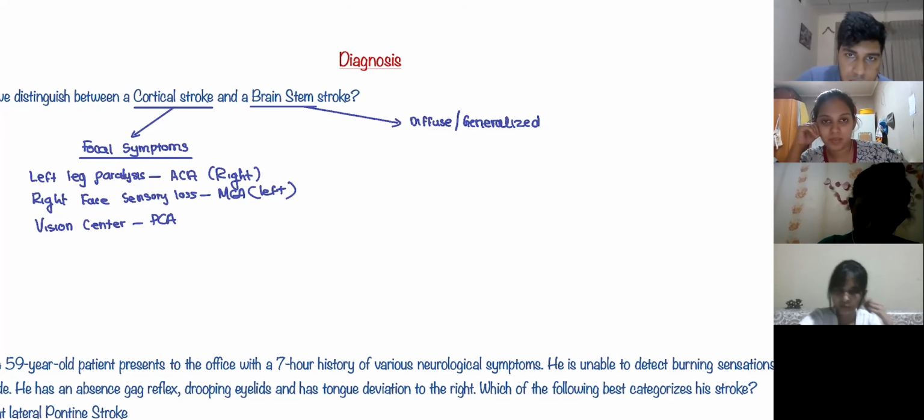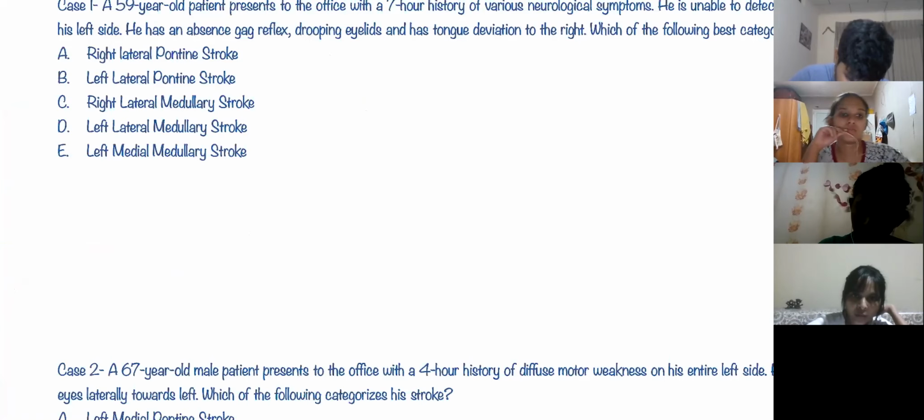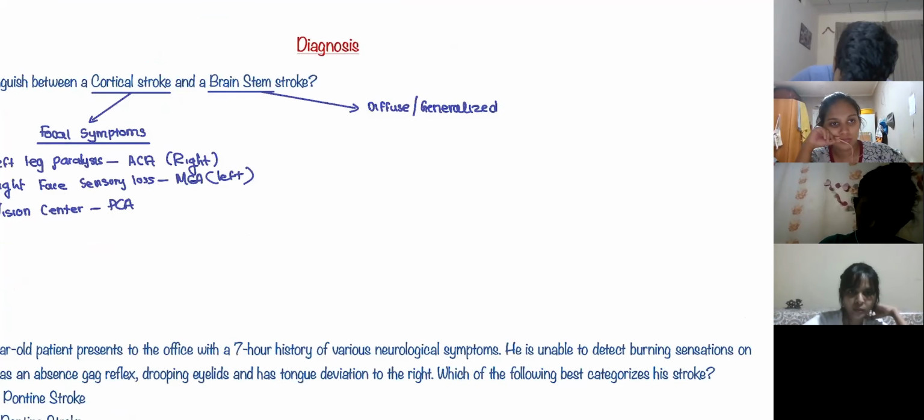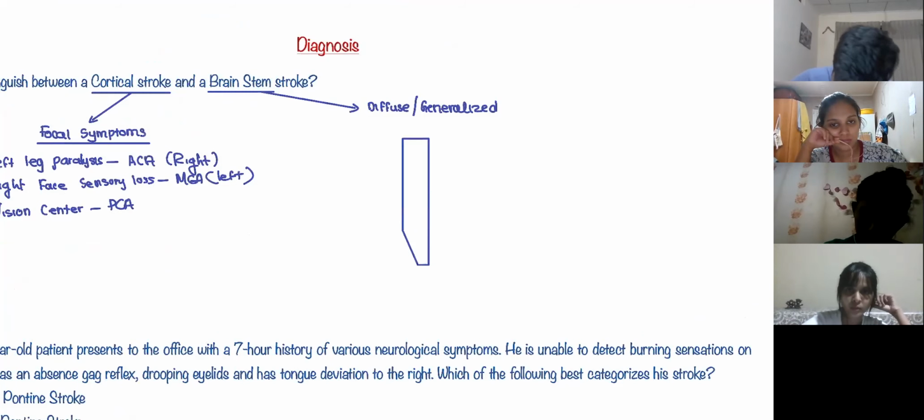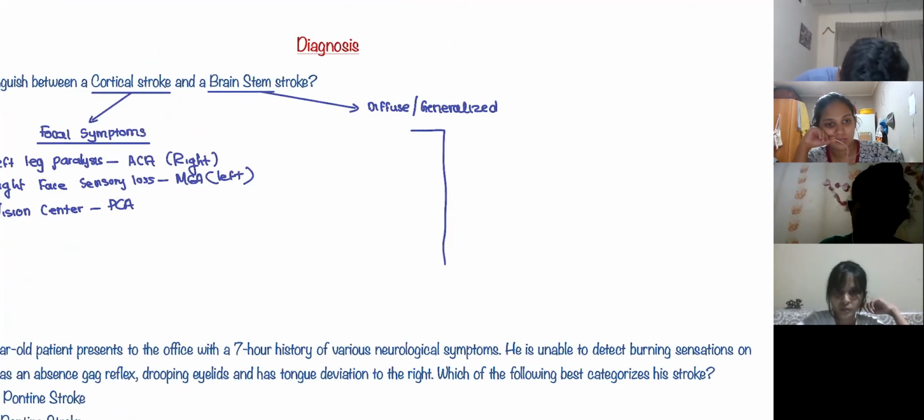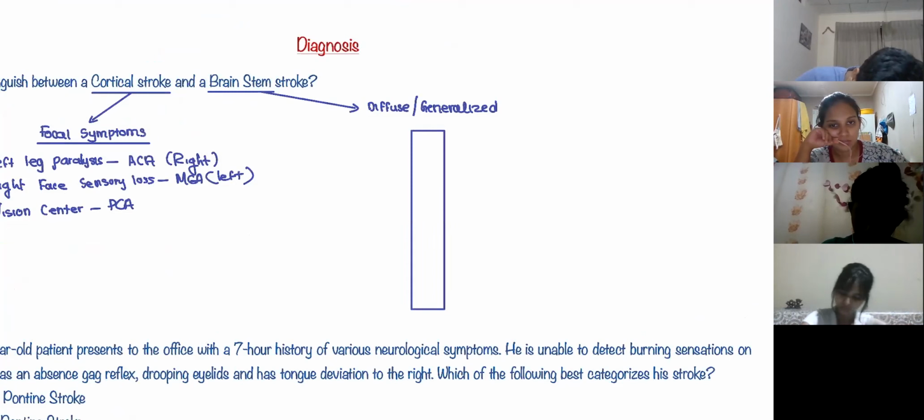Let me tell you guys. I showed you how the cranial nerves are located. Let me summarize it in an image like this. Guys, we are almost done. Don't worry.